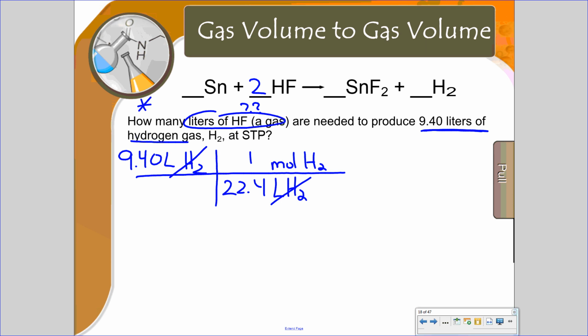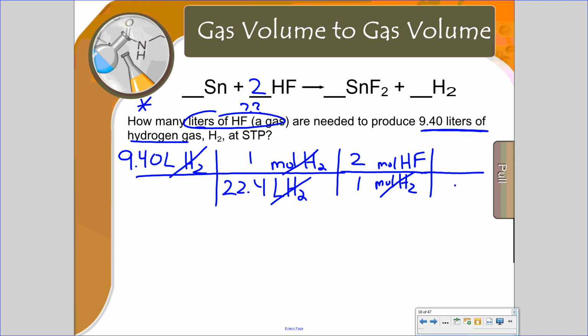If we stopped here, our answer would be in moles of hydrogen, but we want liters of hydrofluoric acid, so we have to keep going. Whatever unit's up top comes down on bottom. And then we can go to moles of HF. The place we find our mole ratio is in our balanced equation. So what's in front of HF is a 2. What's in front of hydrogen is a 1. Now we're in moles of hydrofluoric acid, but we want liters, so we have to keep going.